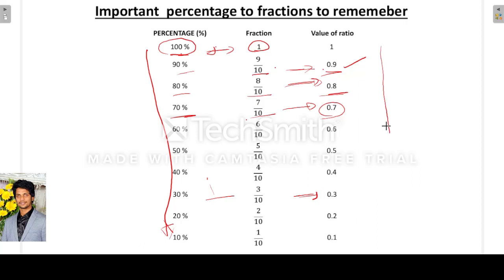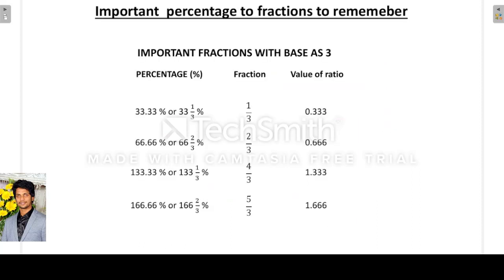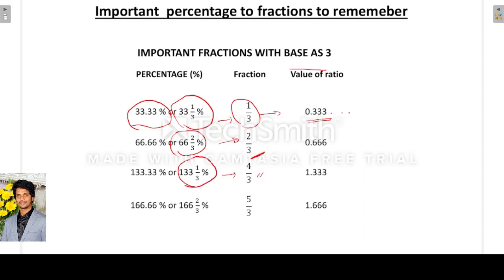So next, see what are the important fractions with base as 3. 33 1 by 3%, or 33.33%, can be expressed as 1 by 3 or 0.333. This 3 will continue actually, meaning a recurring digit. 66 2 by 3% in fraction is expressed as 2 by 3. 133 1 by 3% can be expressed as 4 by 3, and 166 2 by 3% is 5 by 3. So remembering these things can be helpful to solve the problems.